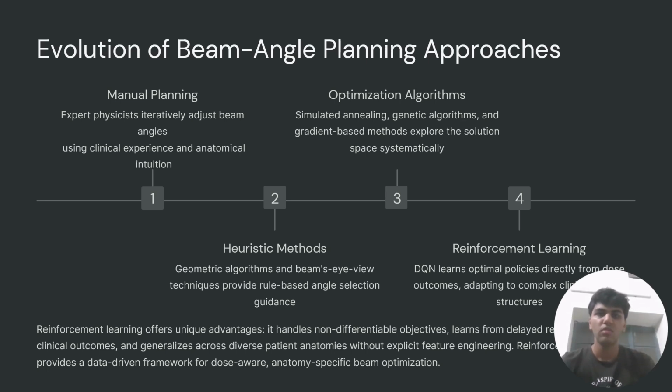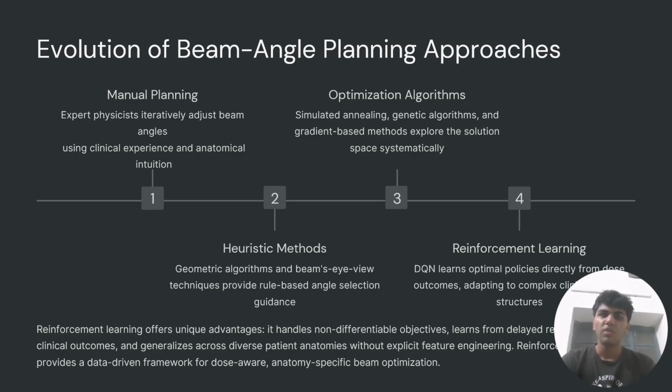Now let's walk through how beam angle planning in radiotherapy has evolved over time, because it helps motivate why reinforcement learning is the right step forward. We started with manual planning, where experienced medical physicists would manually adjust beam angles based on clinical intuition and anatomical understanding. This approach works, but it is highly subjective, depends heavily on individual expertise, and often requires a lot of trial and error, which can prove to be quite cumbersome.